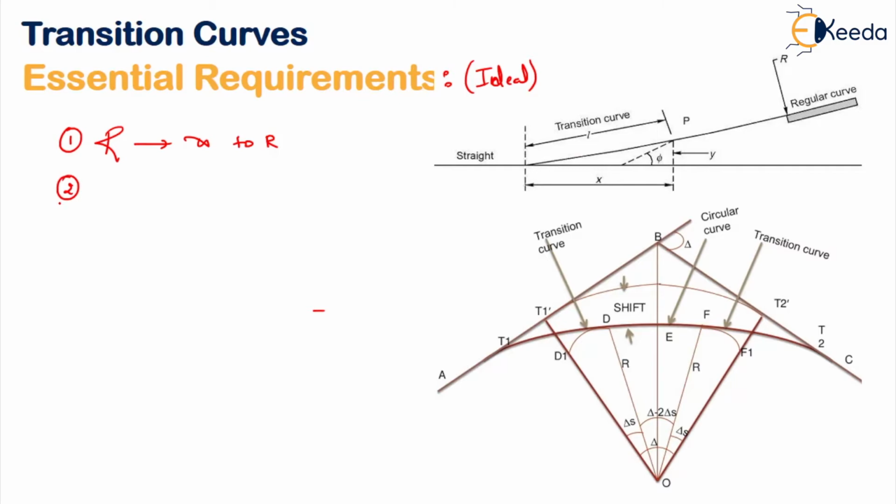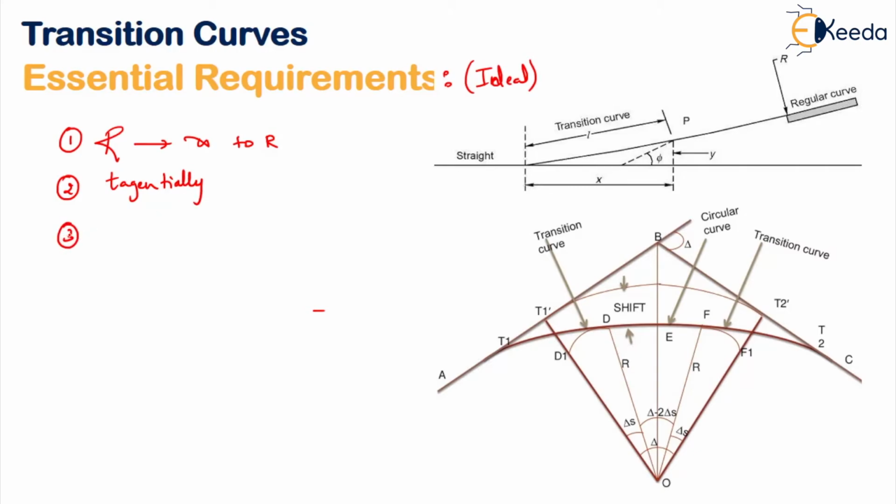Moving on to the second requirement, it should meet the straight and the circular curve tangentially. Whenever a circular curve and a straight meet, it should meet tangentially, and in no other direction. So meeting tangentially is your next requirement.